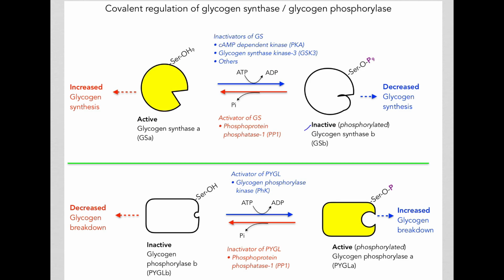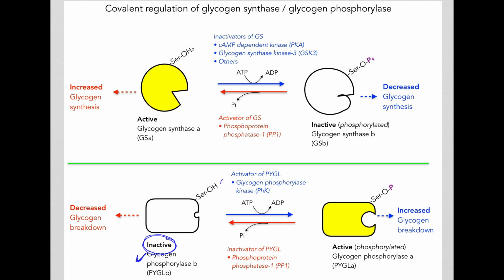Now, the inactive form of glycogen synthase can be converted to the active form by removing the phosphate groups. And this is done by the enzyme called phosphoprotein phosphatase 1, which we shall abbreviate as PP1. Since PP1 converts the inactive to active form of glycogen synthase, we can consider PP1 to be an activator of glycogen synthase. Now, in case of glycogen phosphorylase, the inactive form is the unphosphorylated form.